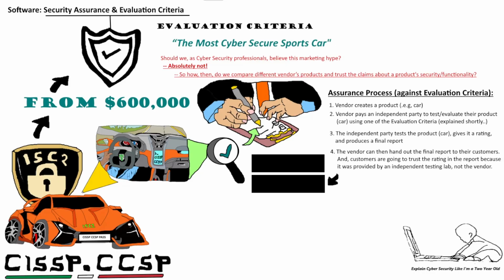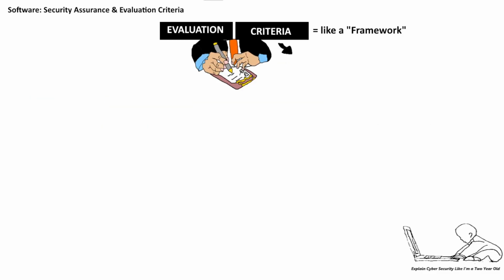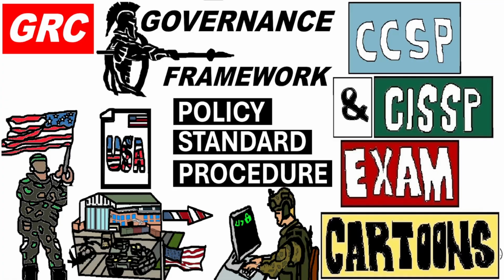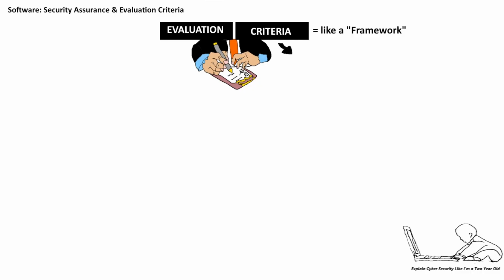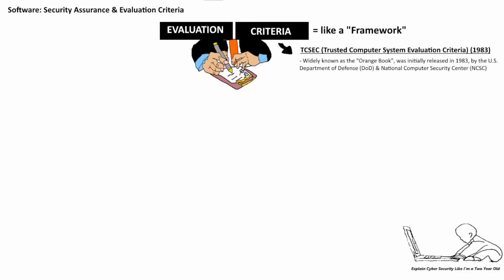So what exactly is an evaluation criteria and what are the different types? Great question, and this is where it gets technical, so let's deep dive. So evaluation criteria, you can think of this like a framework. And I covered frameworks in a separate technical video in the context of governance GRC, which I have linked here if you are interested.